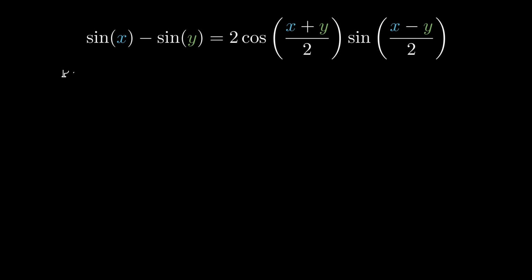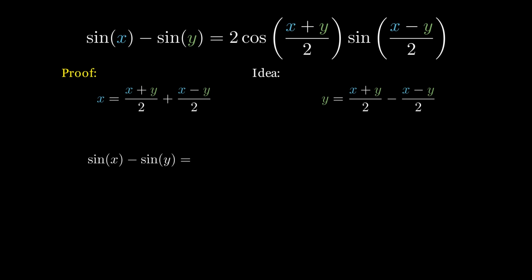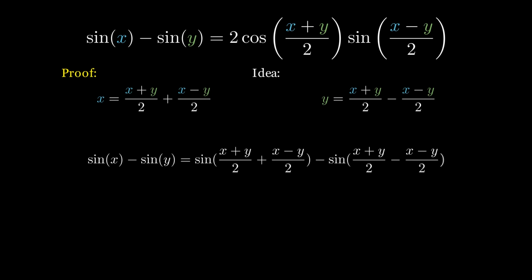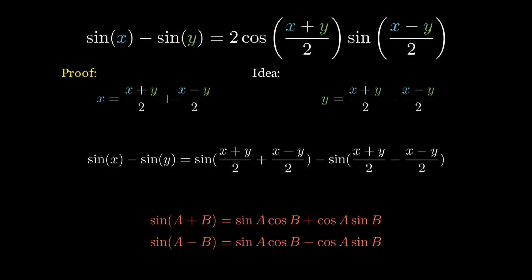Our goal is to reach the right hand side from the left. After writing the left hand side, what to do next? Well, the idea is to write x and y as the following. If you evaluate each, you will see that it just evaluates to x and y respectively. Replace x and y with those to get this equation. Now you can use the formula of sin of a plus b and sin of a minus b to further expand this.